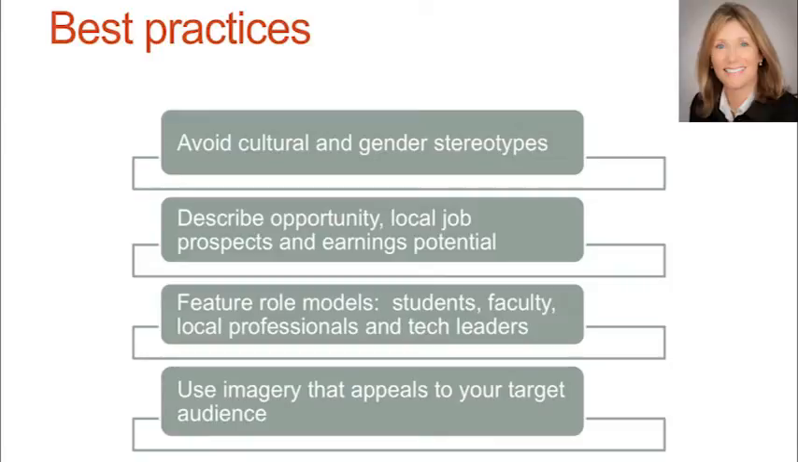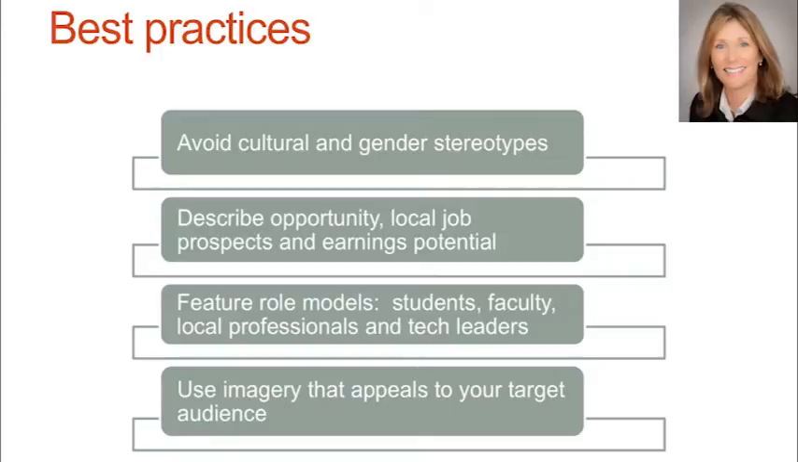And then the last 2 are really the imagery and the role models. So talking about the messaging, and then certainly the imagery that you're using. Again, it's trying to get that potential student to visualize themselves in the program and then working in the profession. So featuring students who are already in the program, certainly faculty members, maybe local professionals, and then in some cases, maybe tech leaders, if you feel that really appeals to your population. And then using that same kind of imagery.